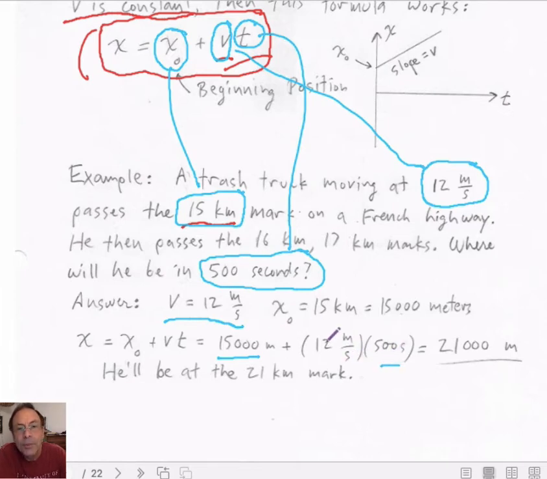So you put this into your calculator, 12 times 500 plus 15,000, and you get your answer, 21,000 meters. Since we're talking about a truck, cars and so on, in Europe anyway, we're always talking about kilometers and kilometers per hour. So I'm converting it back to kilometers, but you don't have to do that for this class. All right.